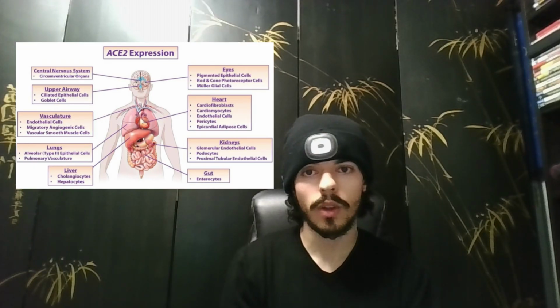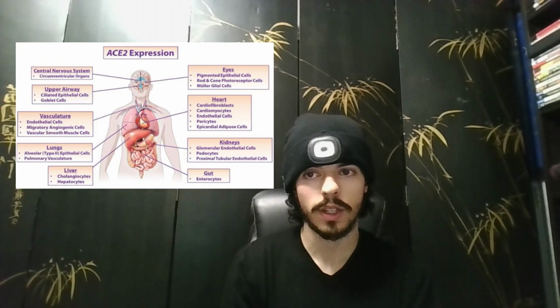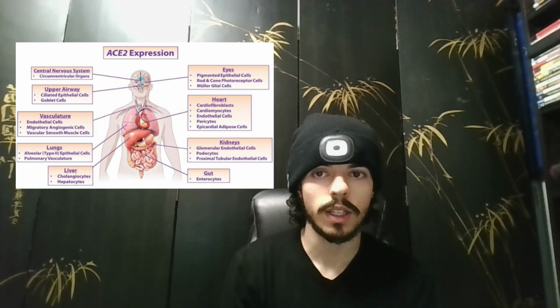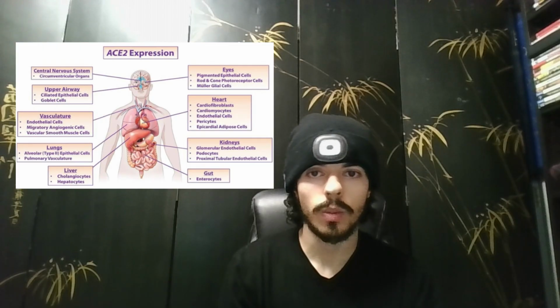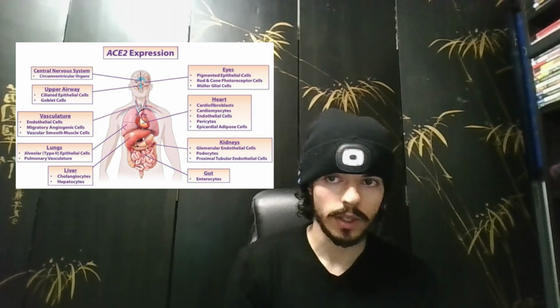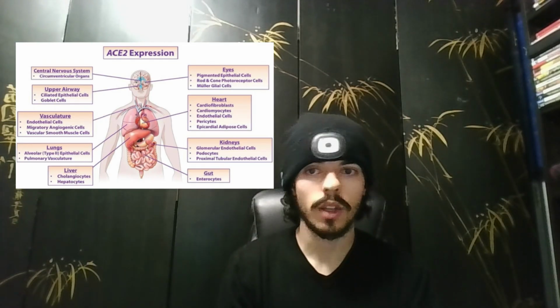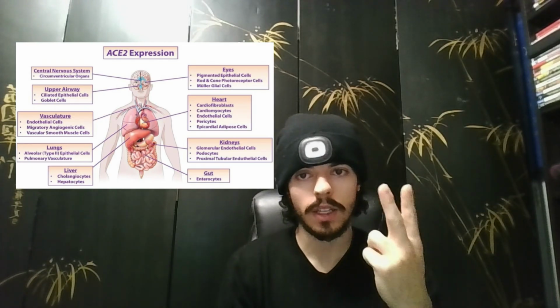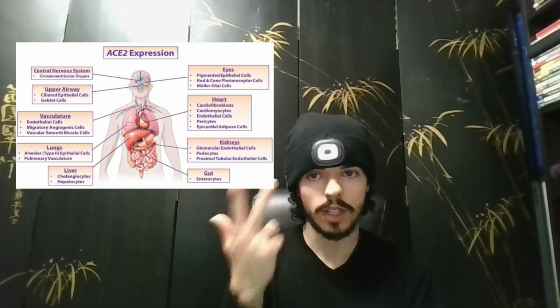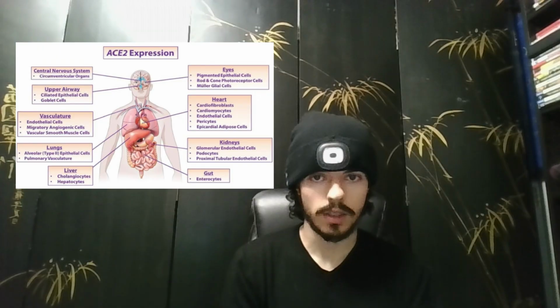In the heart with cardiofibroblasts, cardiomyocytes, pericytes, and endothelial cells. COVID-19 has a high degree of tropism, allowing it to have a very varied number of symptoms, such as fever, fatigue, dry cough, shortness of breath, headache, weakness, nausea, diarrhea, and changes to taste and smell.